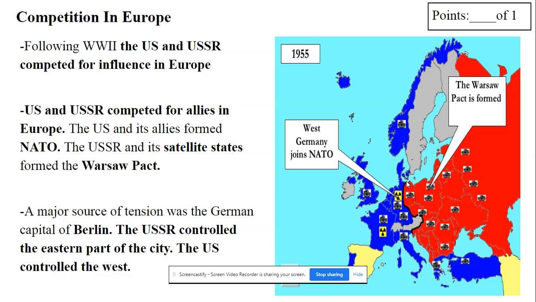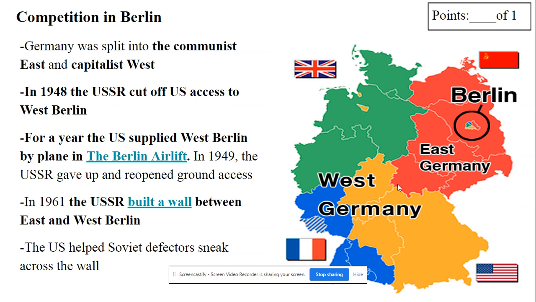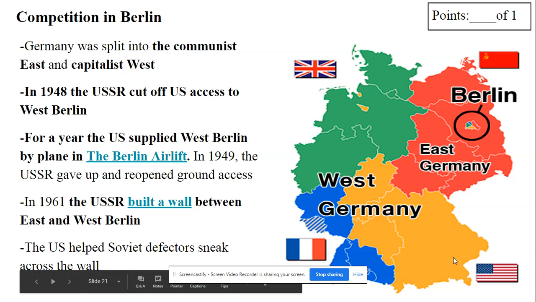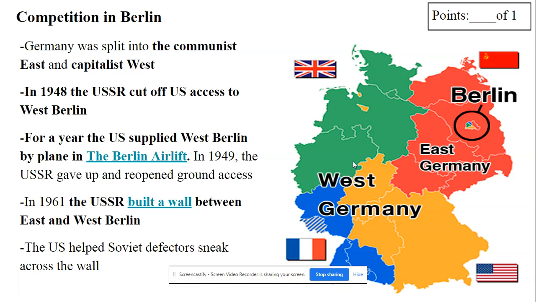So, in Germany, rather than either the Soviets or the Americans taking the whole country, they split it into four parts between the four armies that had won the war: the British, the French, the Americans, and the Soviets. Now, the British, the French, and the Americans combined their parts of Germany to create West Germany. The Soviets kept their parts separate as East Germany. But there was one more problem, and that was the city of Berlin.